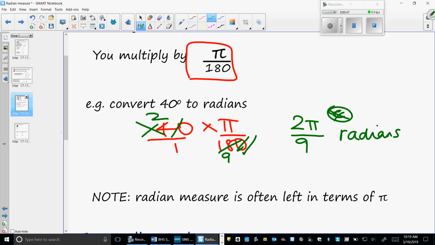Let's see what this actual value is. So what's 2 multiplied by pi divided by 9? What is that actual number? 0.698? Yeah. Okay, so you can see that that's a baby number, yes? That's a small number.